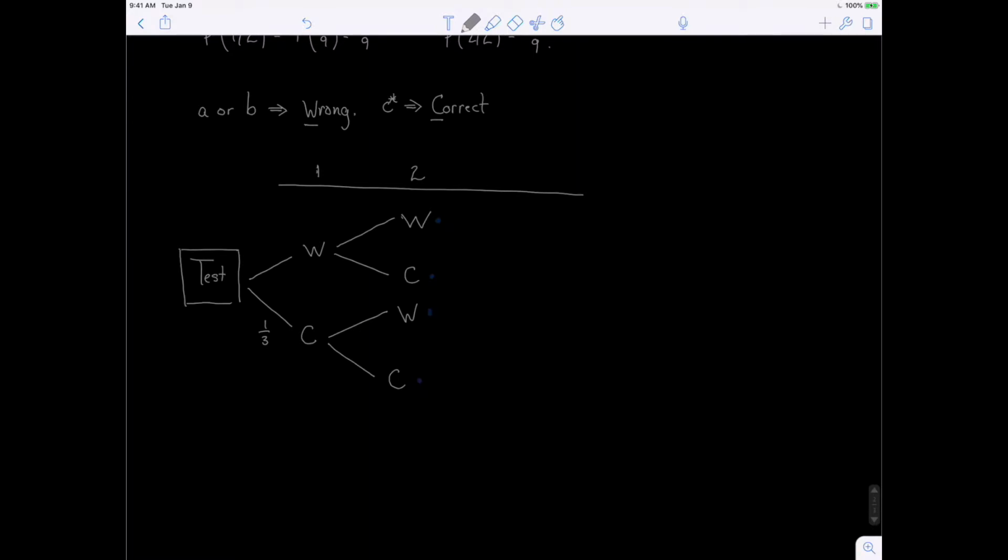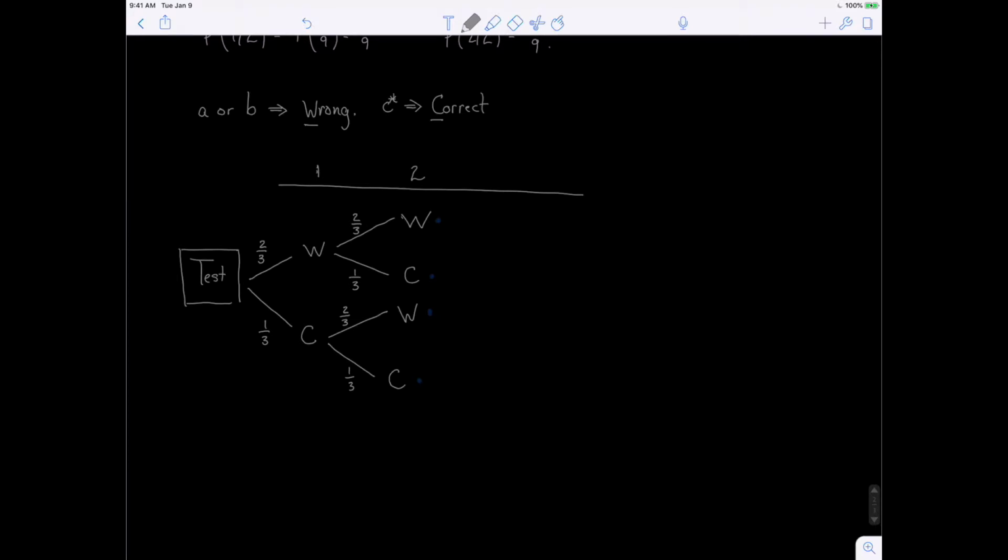But now, let's put the probabilities back. The probability of getting it wrong wasn't 1/3, it was 2/3. And the probability on the second question of getting it wrong as well, well, that was 2/3. You could either get it wrong with an A or a B. The probability of being correct, well, that was 1/3. Again, the probability of being wrong on the second question was 2 out of 3. The probability of being correct is 1 out of 3.